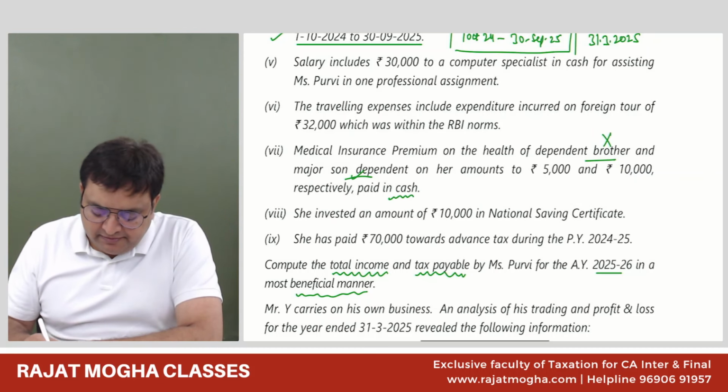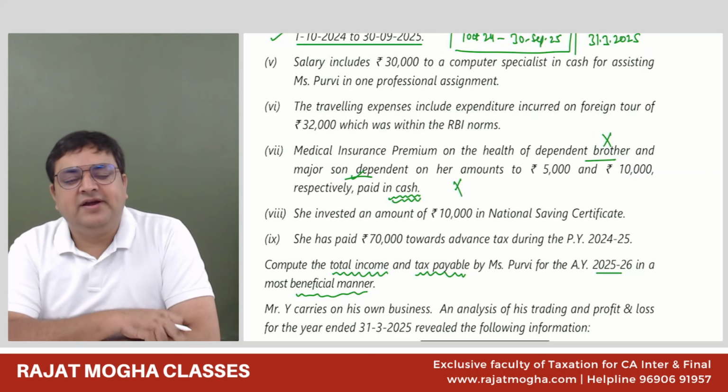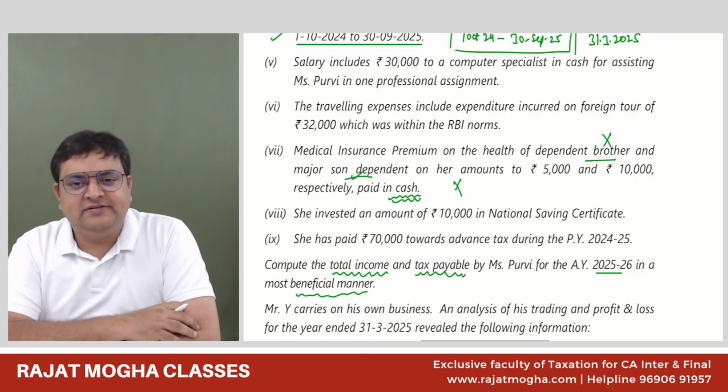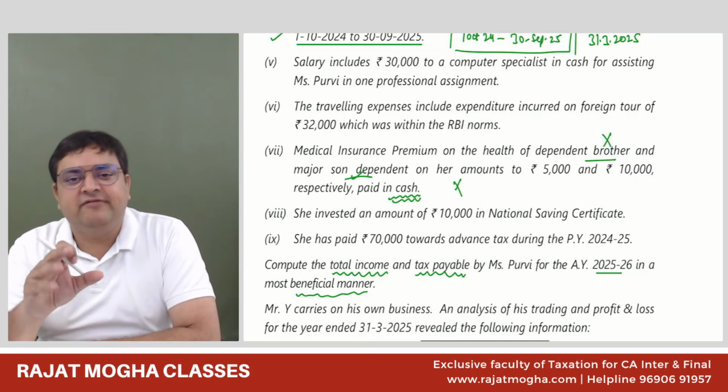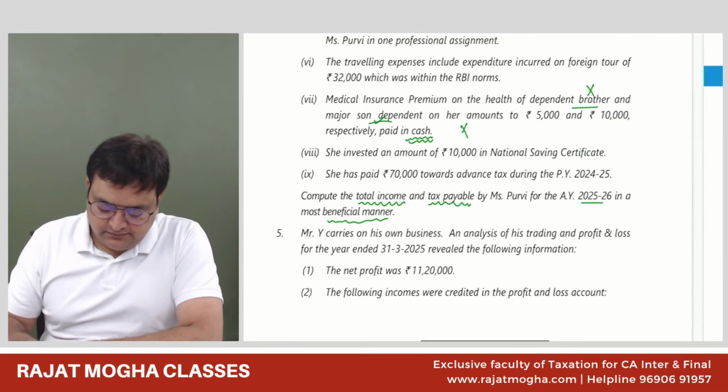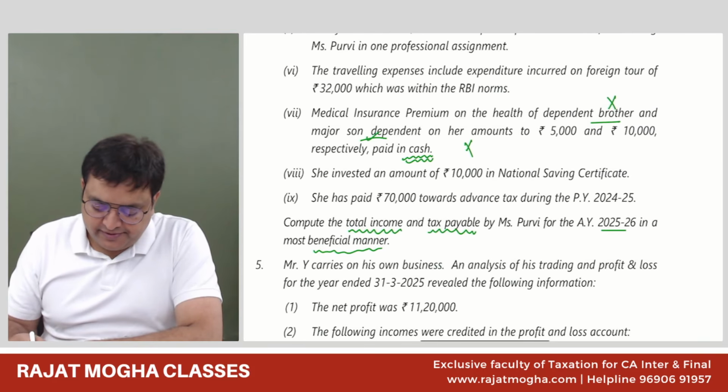But the problem is that everything is paid in cash. So we'll not get anything, because health insurance premium should not be paid in cash. It should be through account payee cheque or through banking mode, ECS, etc. The only cash payment allowed is preventive health checkup, up to 5,000 rupees in total. So we'll not give 80D over here.